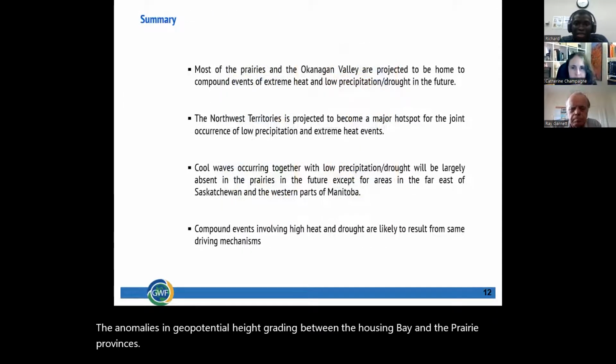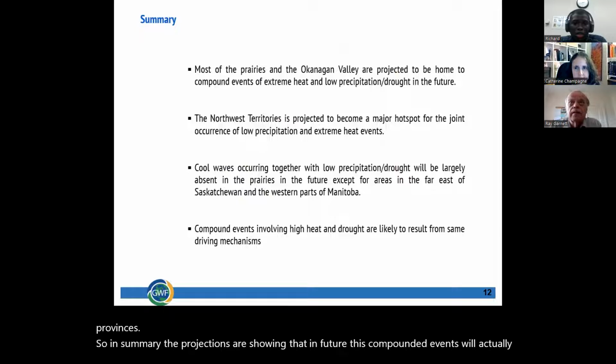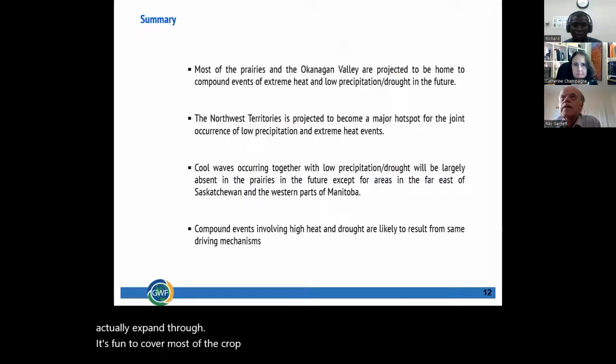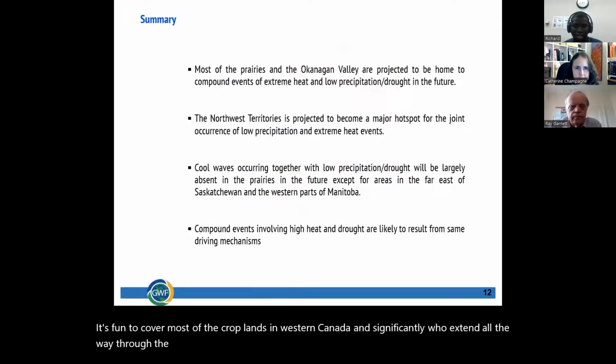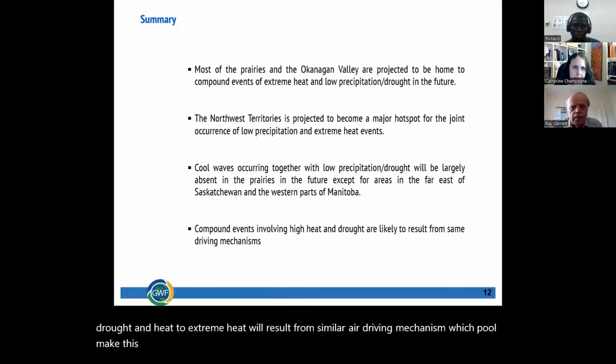So in summary, the projections are showing that in future, these compounded events will actually expand to cover most of the croplands in Western Canada, and could significantly extend all the way to the Northwest Territories, and that some of these compounded events, especially drought and extreme heat, will result from similar driving mechanism, which could make this compounded event more severe in future.